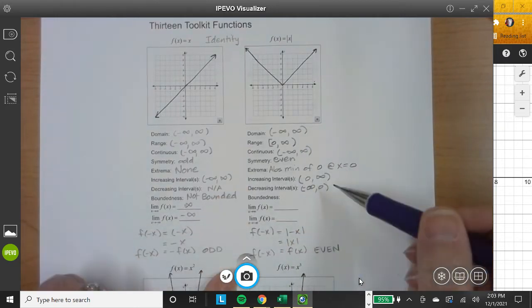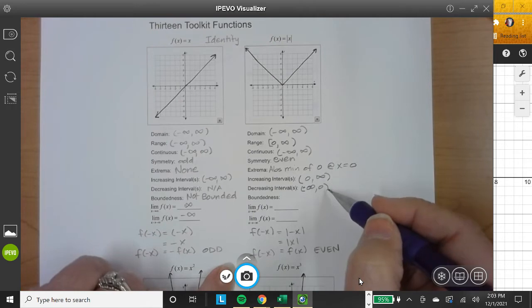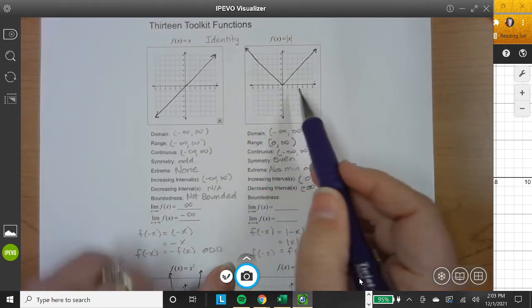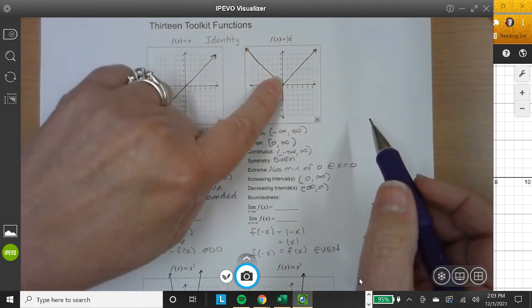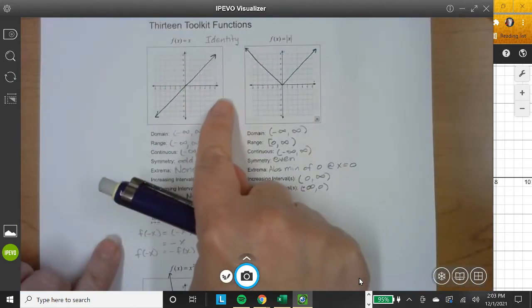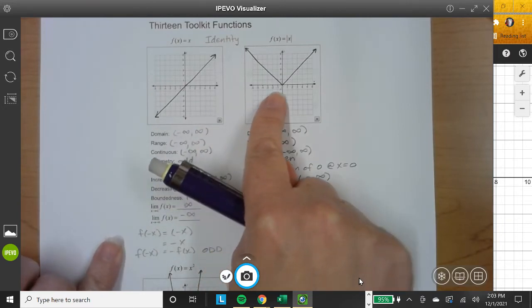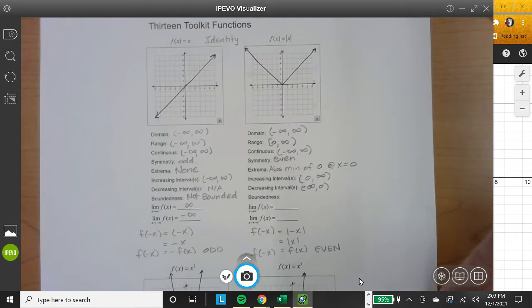Now just remember, please, that increasing and decreasing behavior is stated in terms of the x intervals where the function is increasing or decreasing, because when you say a function is decreasing, you're already talking about the y values, right? The y values are decreasing. For what intervals? Well, from x equals negative infinity to 0, my function is decreasing. And then from 0 to infinity, my function is increasing.